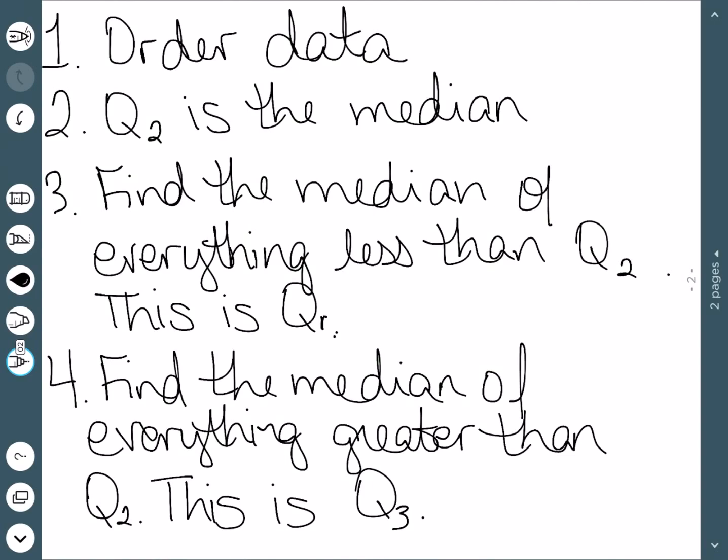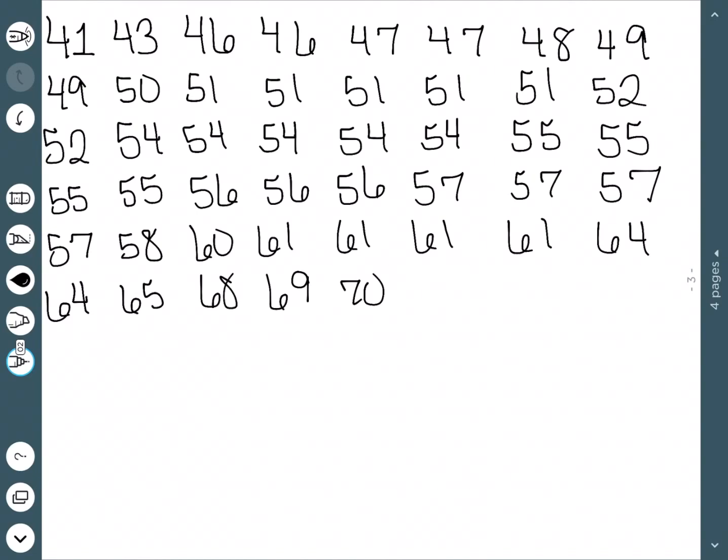So let's try an example. Here we have a data set, and these are the ages of the presidents at the time of their inauguration. I've already ordered the data from smallest to largest. If you count the data points, there's a total of 45 data points.